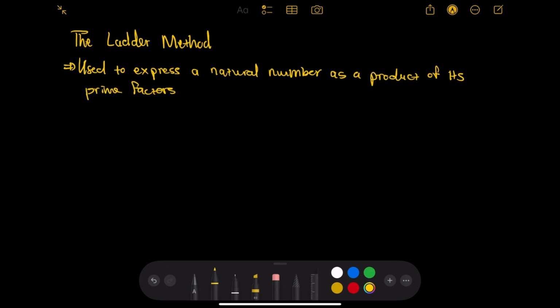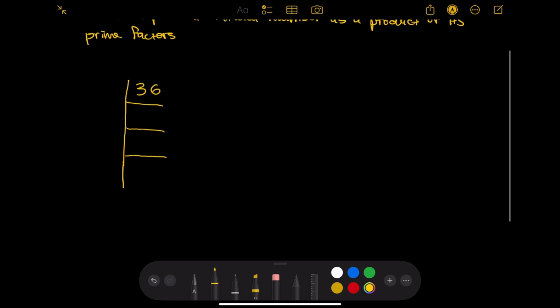So when we think about the ladder method, one of the important items that we need to note is the process. And the most simple way to show the steps is to just dive straight into it. So let's take the number 36 as an example. So in the ladder, it consists of various steps, right? And these can go on depending on how many factors it takes to divide into your number.